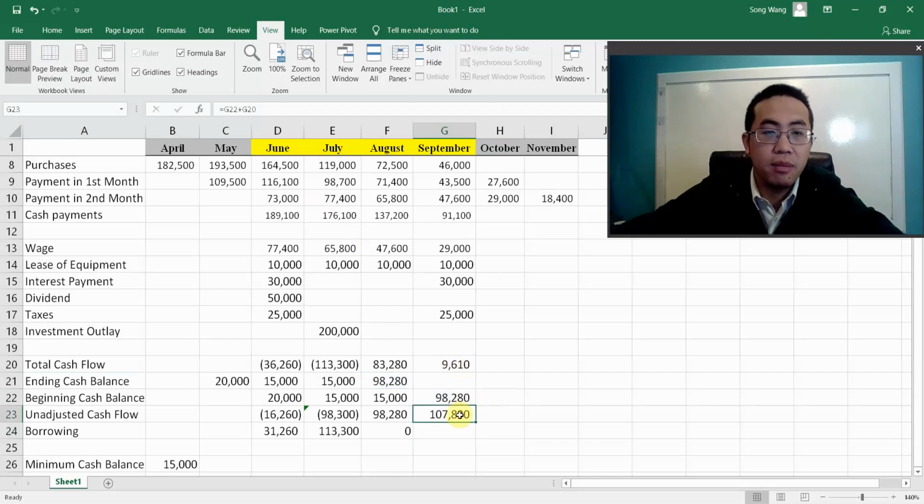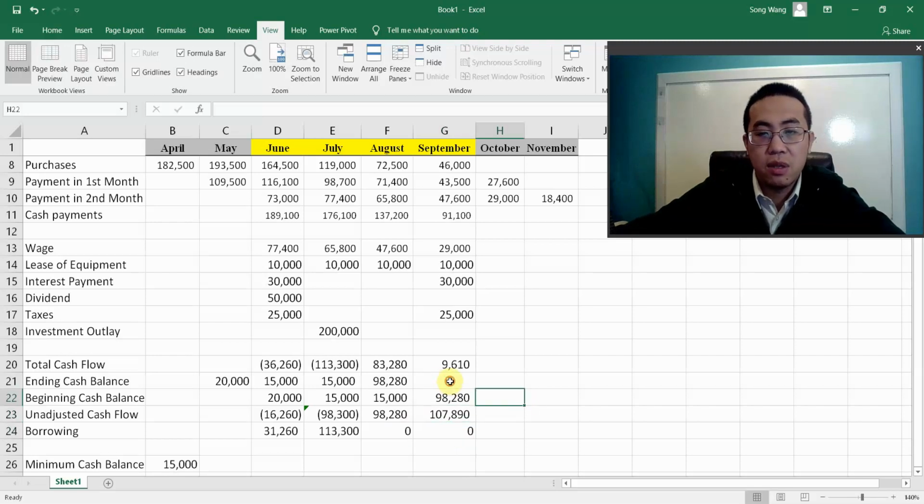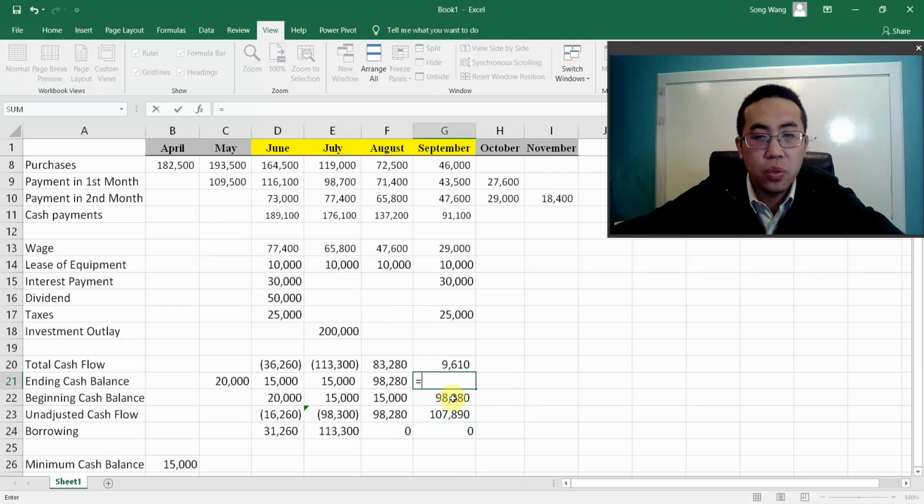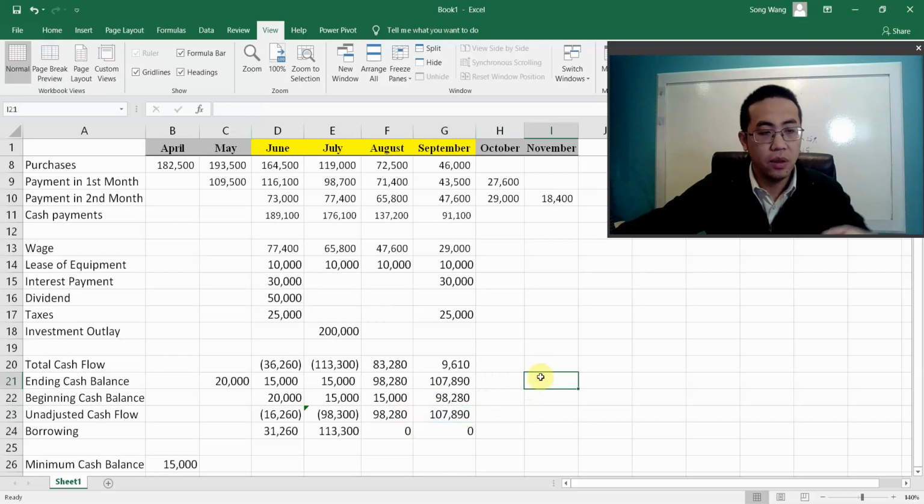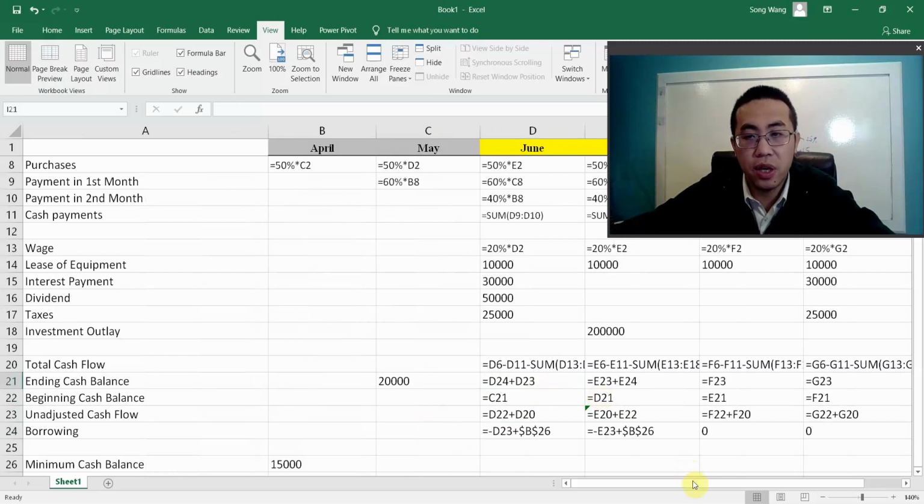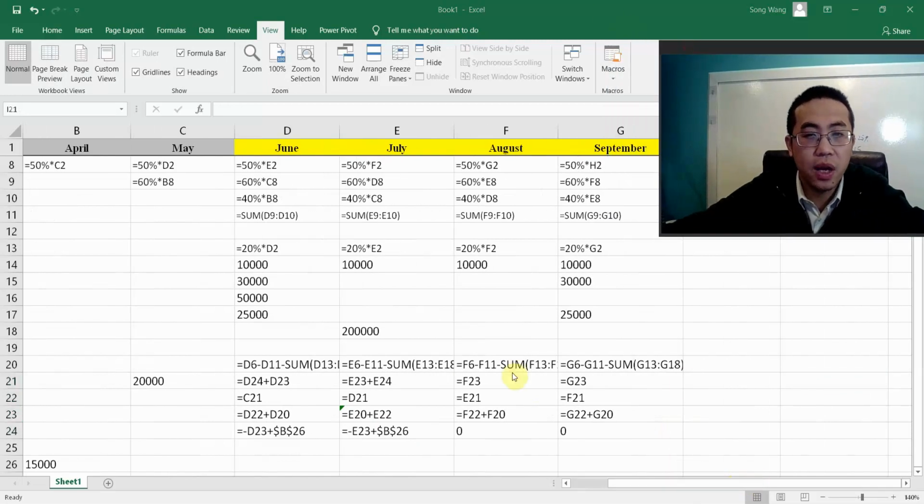And then my ending balance here would just be that unadjusted, because I don't need to borrow since I have a surplus. So if I check the formulas, you will see that for June and July the formulas will be the same because you are running a deficit, but for August and September you are running a surplus. The formulas are not the same.